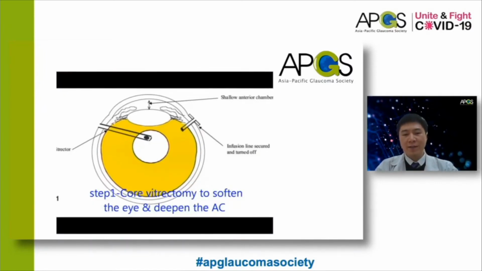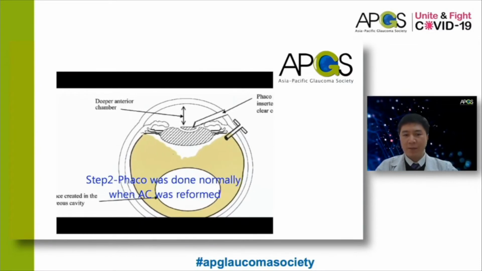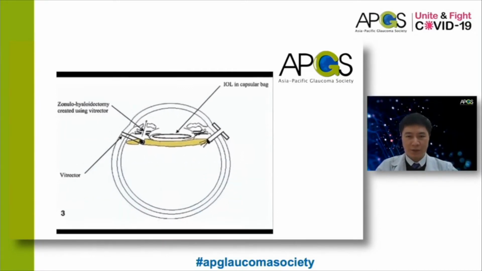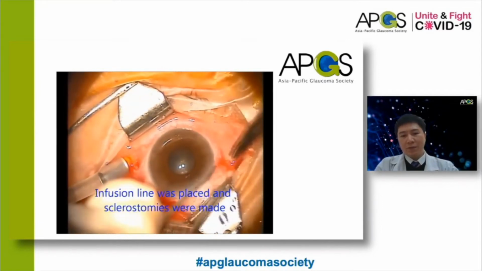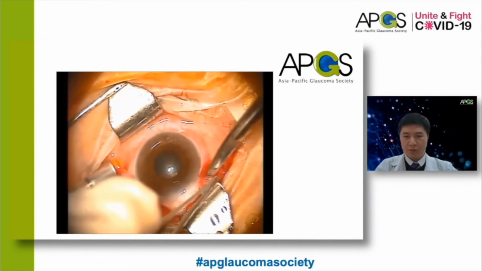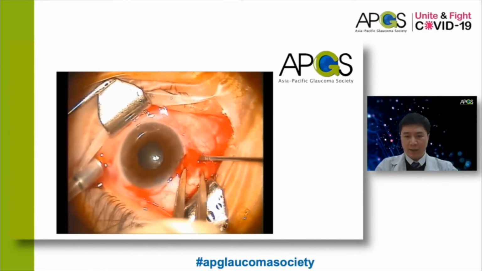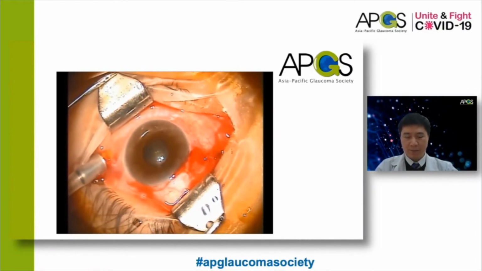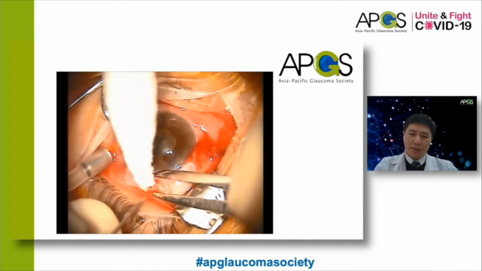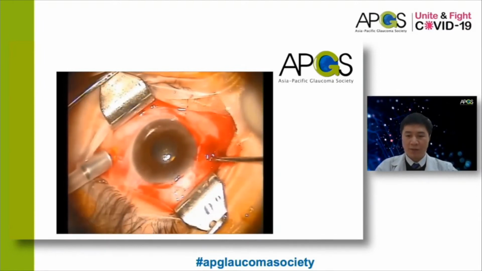As you can see, we have 3 steps of intervention. Step 1 is the core vitrectomy, step 2 is the phaco in the normal manner, and step 3 is the vitrectomy and also the hyaloidozonulectomy. First of all, we put in the infusion line and do the sclerotomy superiorly. This case was done a long time ago when we still used the 20 gauge system, so we did the sclerotomy with a 20 gauge knife. But now it's even quicker with the 23 gauge system, and of course with the 20 gauge endoscopy system.